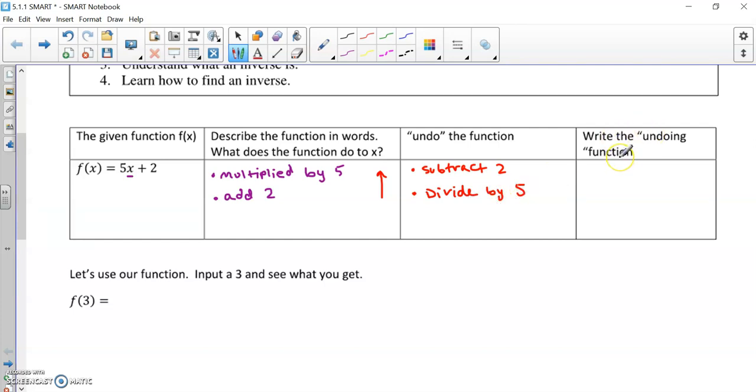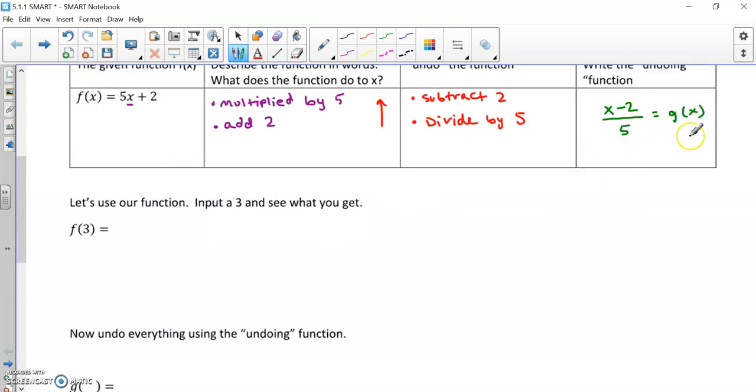So now the undoing function, as we are currently calling it, is another set of steps that we're doing to x, but now we do it in this sequence. We take an x, and first we subtract 2, and then we divide all of that by 5. Right, and that is our undo function. We're going to call that g of x instead of f of x. That's another way to write y equals, just a more proper notation. So this is the undoing function. It's the very opposite of the original one.